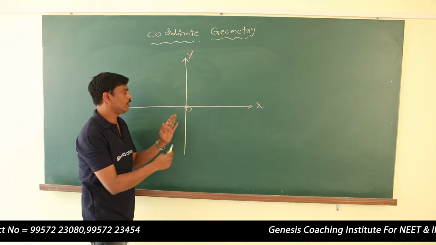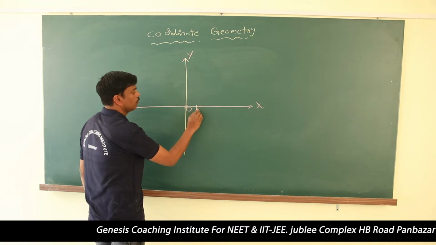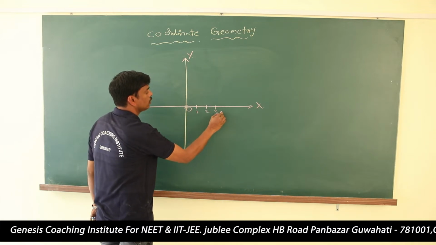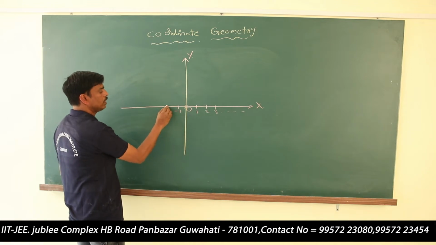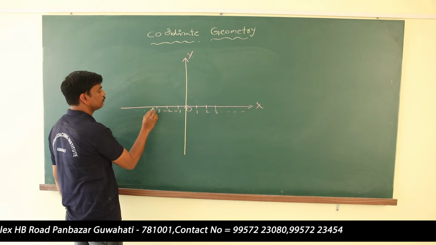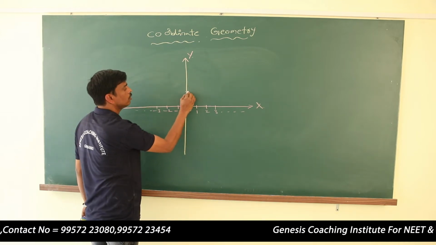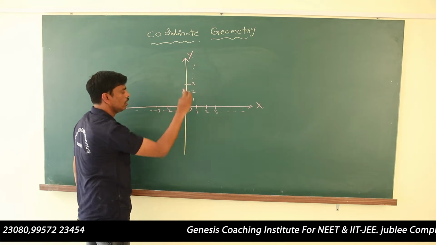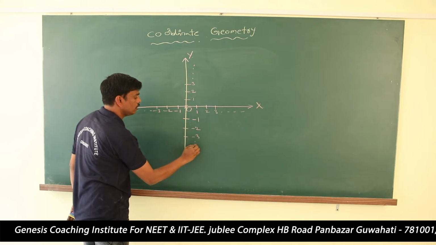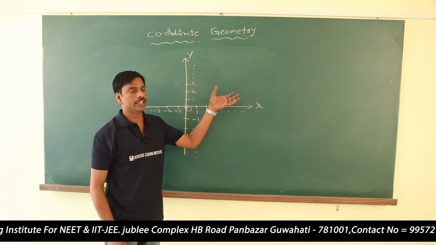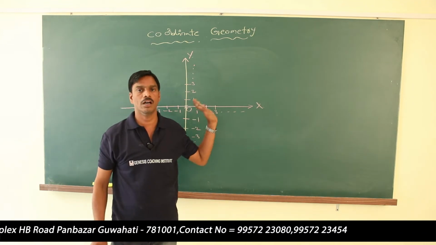From the right side of the origin we take the positive numbers, like 1, 2, 3. Then on the left-hand side, it is negative: -1, -2, -3. Above the x-axis they are positive, +1, 2 and 3, and below the x-axis it is -1, -2, -3. So this is called the rectangular coordinate system, or we also call it the Cartesian plane.